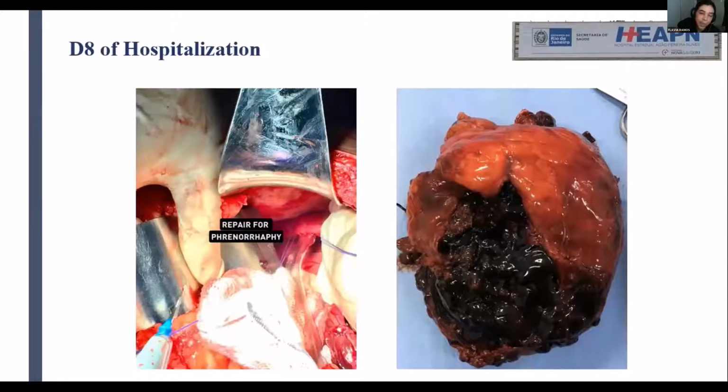So this is the repair of the diaphragm after we opened it. And that's what the spleen looked like.